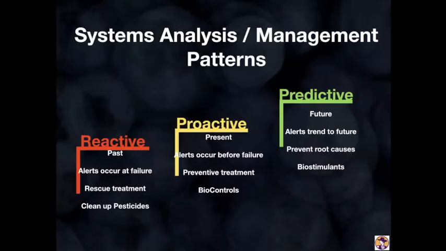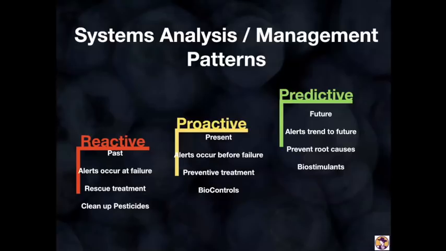So the first management style is what is referred to as being reactive. So when we are managing reactively, we are managing things that have already happened. So perhaps we're looking at the crops visually and we're looking for visual symptoms of nutrient imbalances. So we're really managing in the past. We're managing what has already happened.